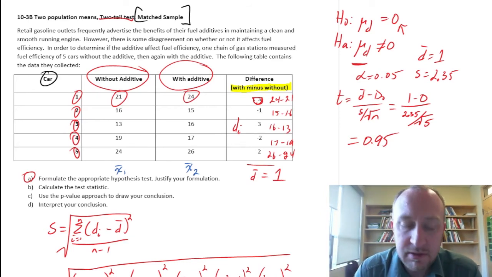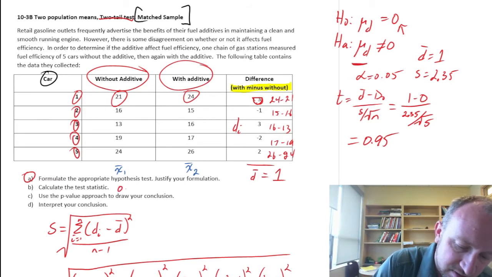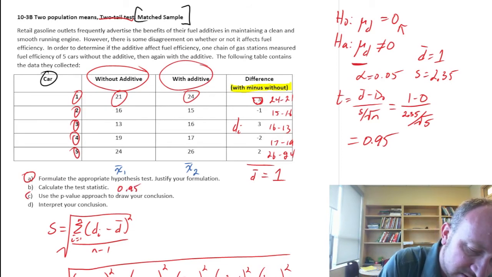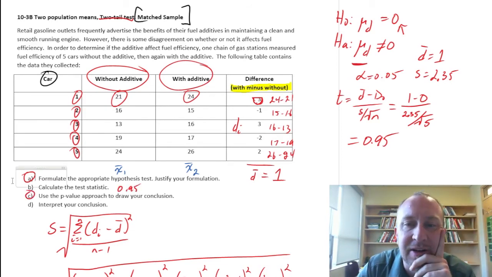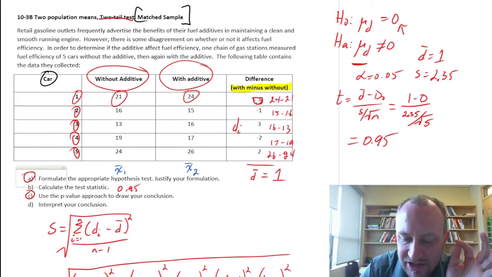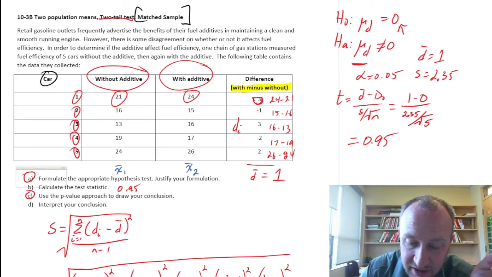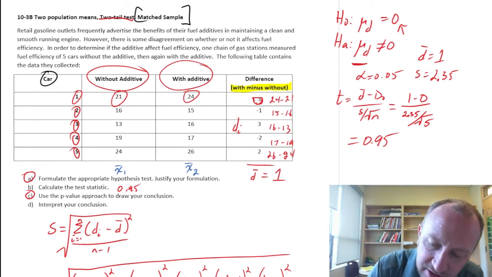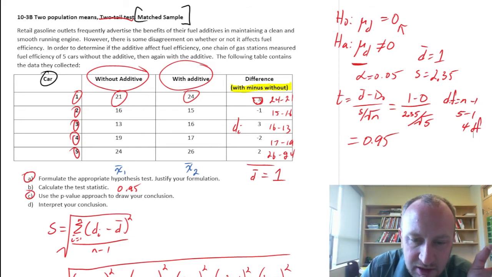So what do we do? Okay, we've got part B now is 0.95. So now we need to go to our t tables and obtain the corresponding p-value, or at least we'll get a range of p-value. We first need our degrees of freedom. And our degrees of freedom, I'll write this in over here. This is n minus 1, so 5 minus 1 is 4 degrees of freedom. So I'll go to our t-distribution.